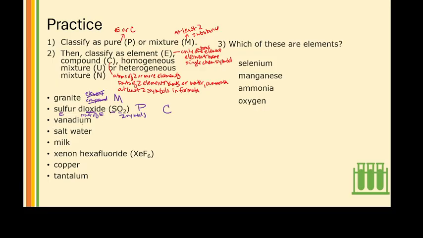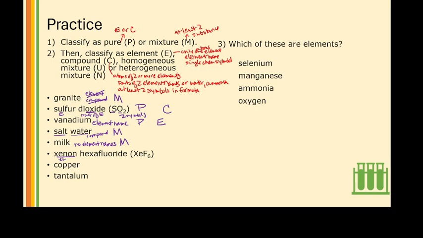So vanadium, this is an element name. So once again, I determine it's an element, which means it's pure. Salt water. Okay, water is a compound name, but this is something else, right? So I have two things. So this must be a mixture. All right, milk. There's no element names in this. So it must be a mixture.